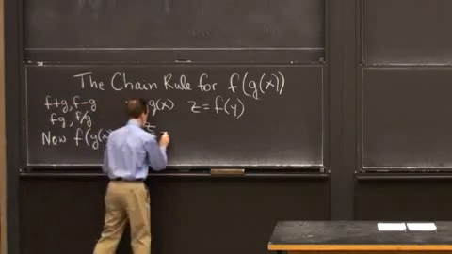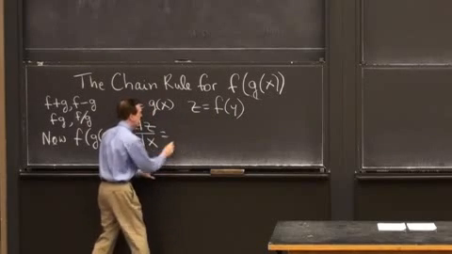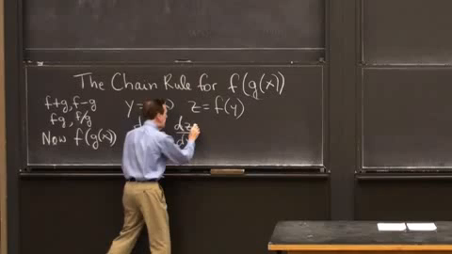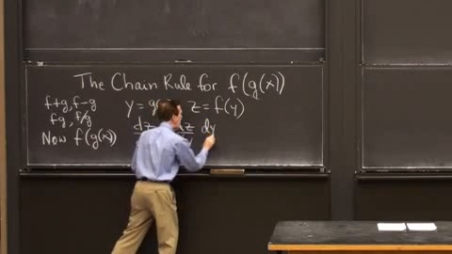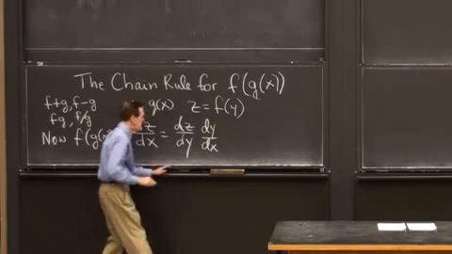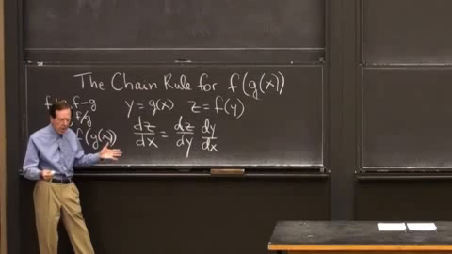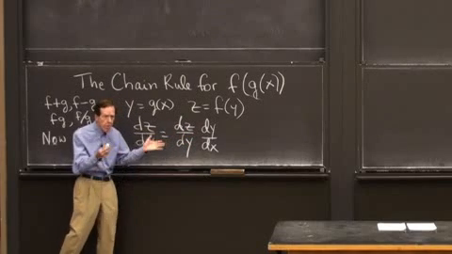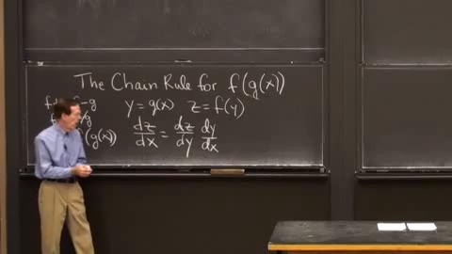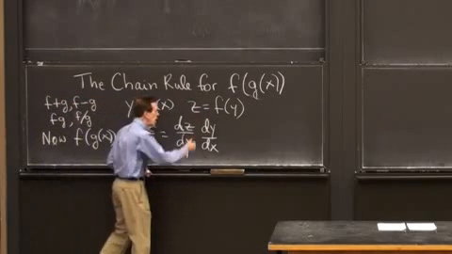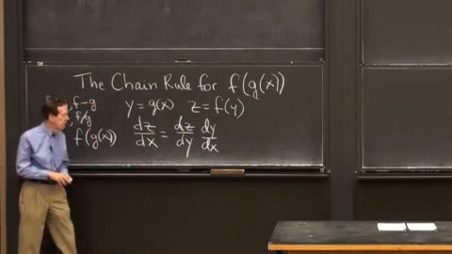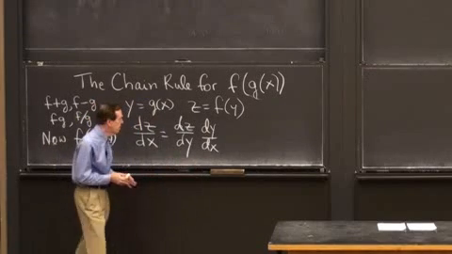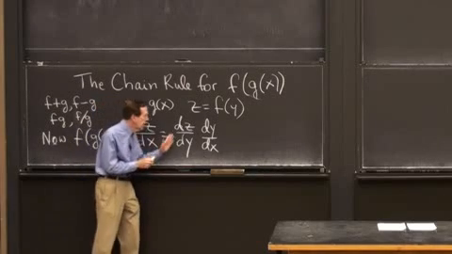Then the formula is that you take dz dy times dy dx. So the derivative that we're looking for, the slope, the speed, is a product of two simpler derivatives that we probably know. And when we put the chain together, we multiply those derivatives. But there's one catch that I'll explain. I can give you a hint right away.